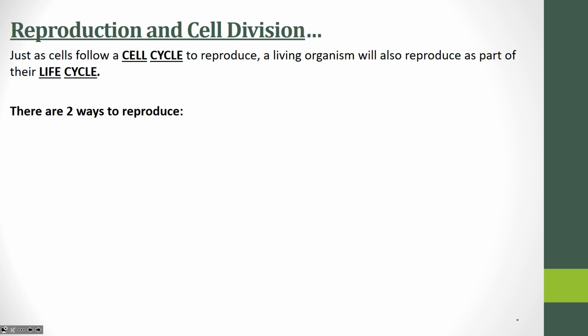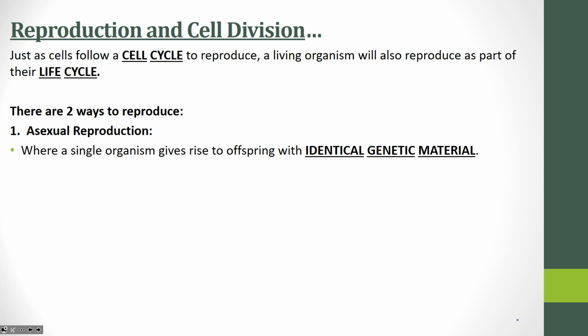So just as cells follow a life cycle or cell cycle to reproduce, living organisms will reproduce as part of their life cycle. Just like any bacteria, person, whatever, we need to reproduce to keep the species alive. There's two ways to reproduce. One is asexually. This is where you take one organism and it will divide or create an offspring with identical genetic information. These are basically clones. They are cloning themselves. Our cells do this. If your cells didn't do this, then you would have new cells being made with different genetic information, and it wouldn't be you anymore. So you have to have the same genetic information.